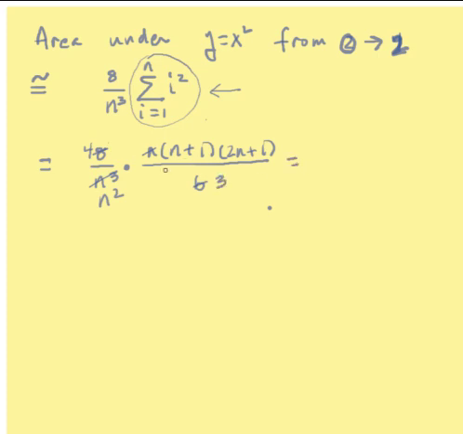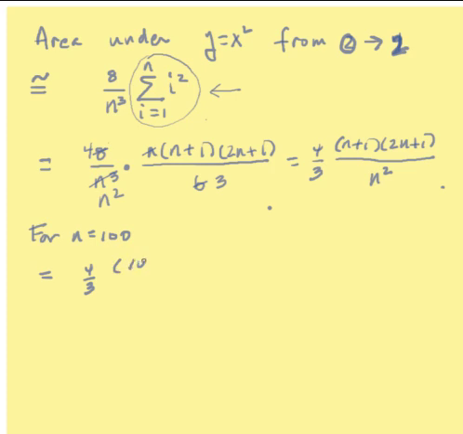All right, so we have 4 over 3, and here we have n plus 1 times 2n plus 1 over n squared. So if we have, for example, 100 rectangles, all right, then this would be equal to 4/3.